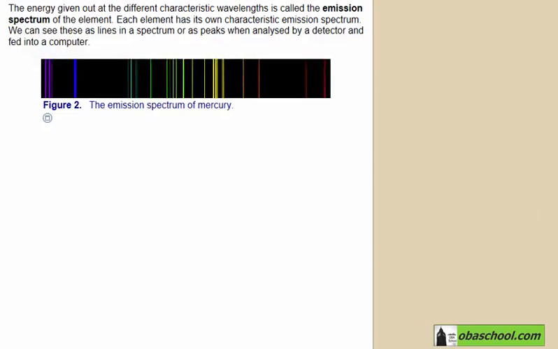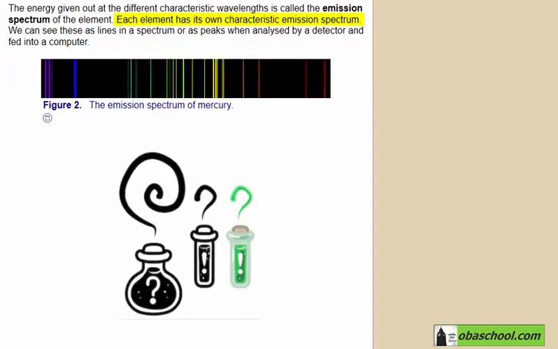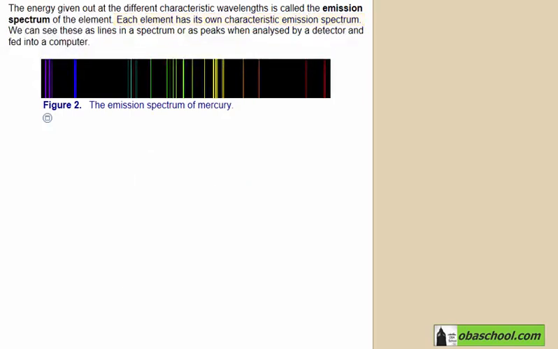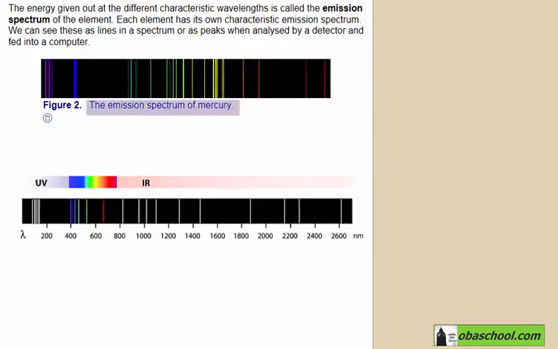This will allow us to plot the emission spectrum of the element. And of course, each element has its unique emission spectrum. So that's how we will be able to identify which element is present in the compound. So this is the emission spectrum of mercury. For example, if we take that of hydrogen, it will look different than this one.